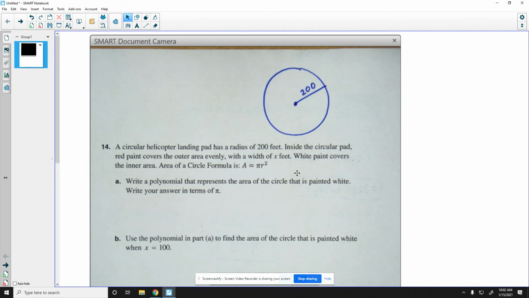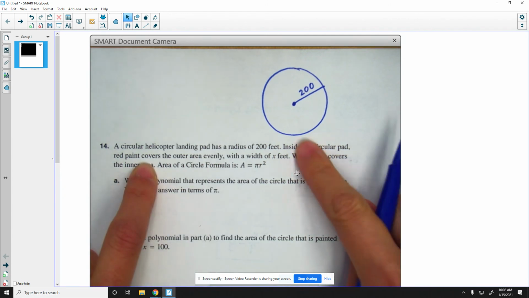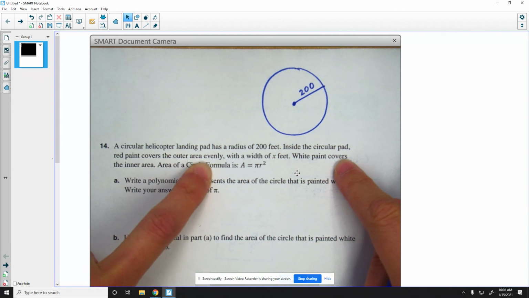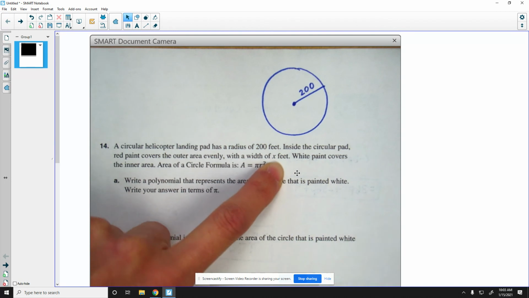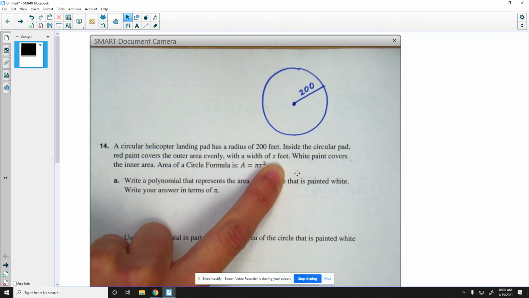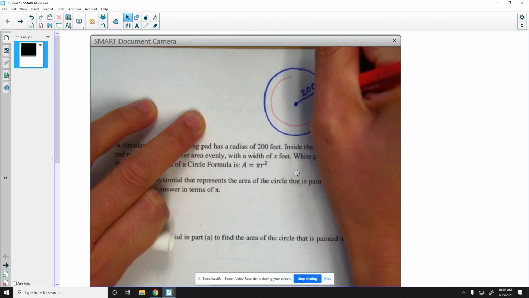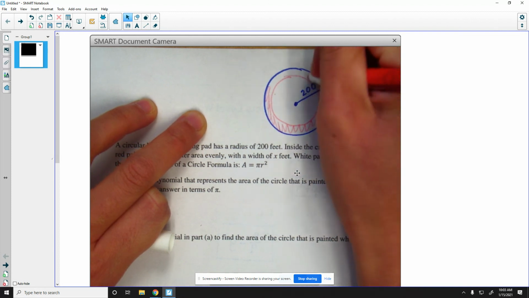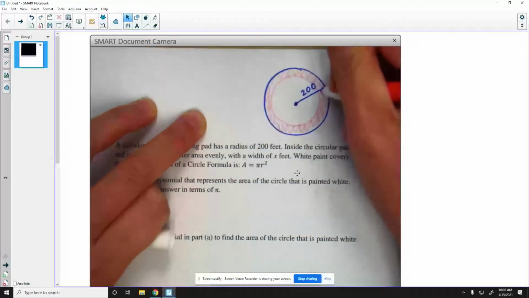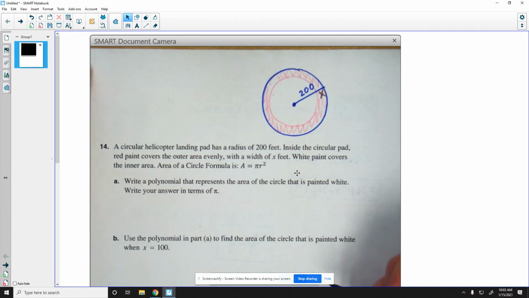Okay, then it says red paint inside the circular pad. Red paint covers the outer area evenly with a width of X. So it's saying like I have a border. This is red. Red paint covers the outer area and it has, maybe let me write that in back, it has a width of X. So from there to there, that's just X.